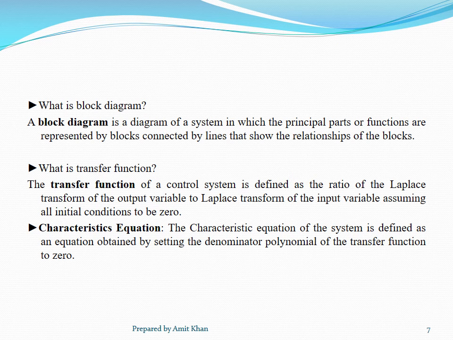Next is, what is block diagram? A block diagram of a system is a diagram in which the principal parts or functions are represented by blocks connected by lines that show the relationships of the blocks.